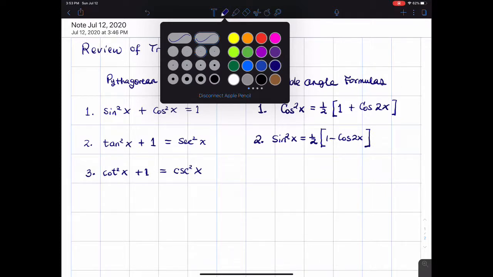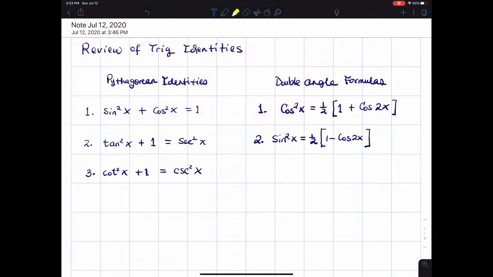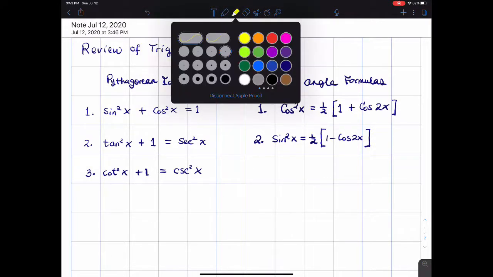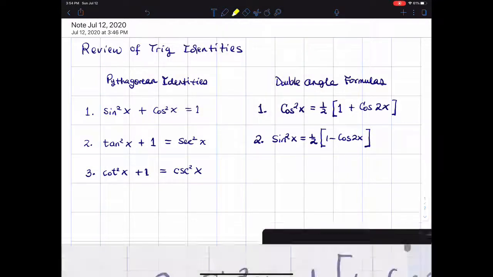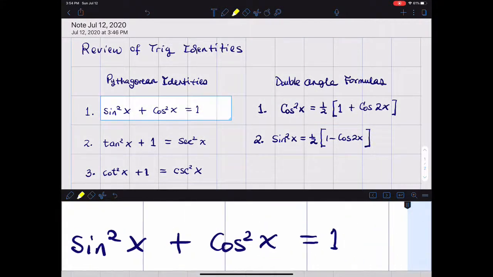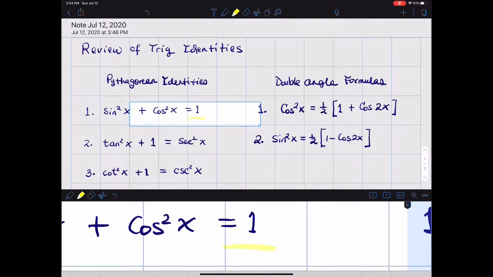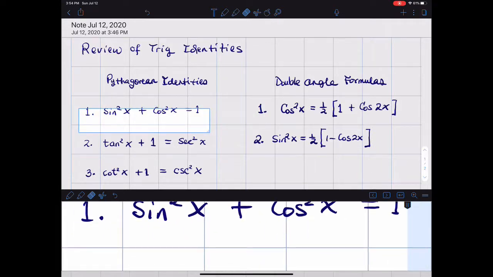Let me get my highlighter. Put this so I can point to this. Yeah, this. All right. Sine squared x plus cosine squared x is equal to 1. All right.